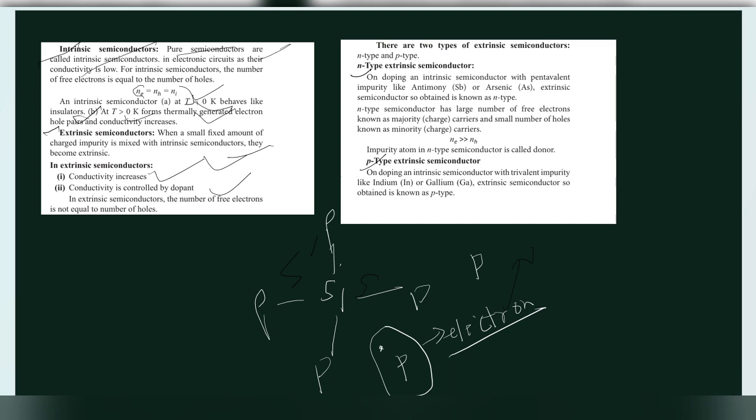So N-type semiconductors are formed by adding pentavalent impurities. Pentavalent impurity, that's phosphorus atom, which has 5 valence electrons. Here the majority charge carriers are electrons.